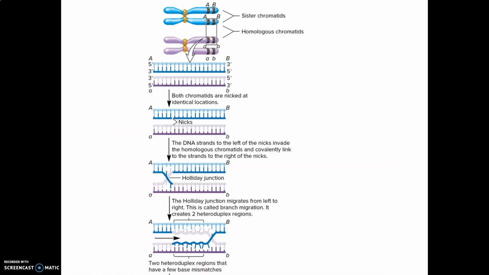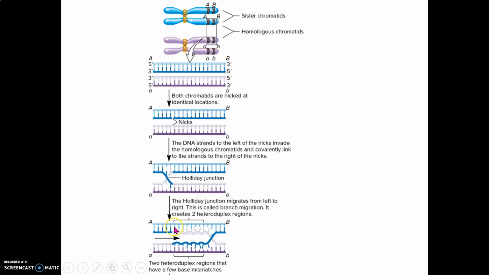There are two models proposed to allow for homologous recombination to occur, the Holliday model and the double-strand break model. The Holliday model says that two homologous chromatids are nicked. So both molecules each get a single cut. And after you get that cut, they link to each other. This is where they cross over, and this is a Holliday junction.